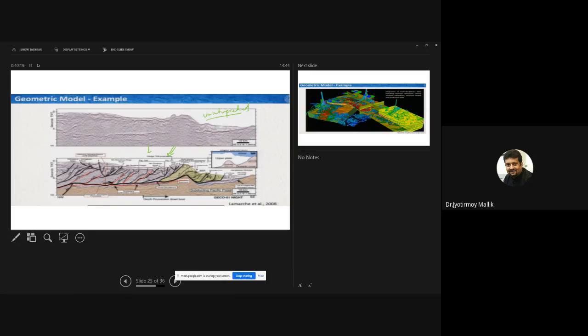Okay, the ones who are working in the oil industry and work on such very difficult seismic sections and come up with geometrical modeling of such seismic sections, they are paid very, very handsomely. Simply because it's not only about drawing these lines, they have to make sense.